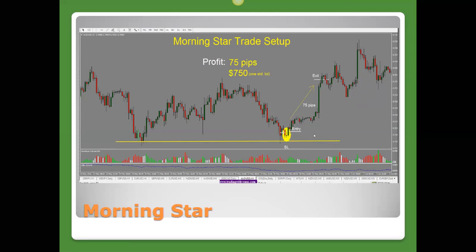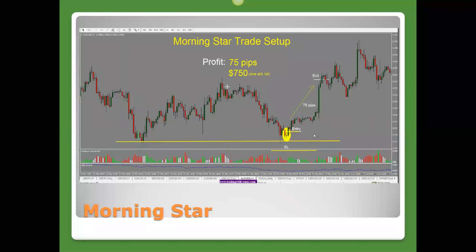We have a little bit of a pullback. Generally, you'll see the pullback will come and touch this tip of the doji here, the pin there, and there we can enter the trade. Stop would go here. I generally like to put the stop below here, over here, and then the price will move up higher from there.